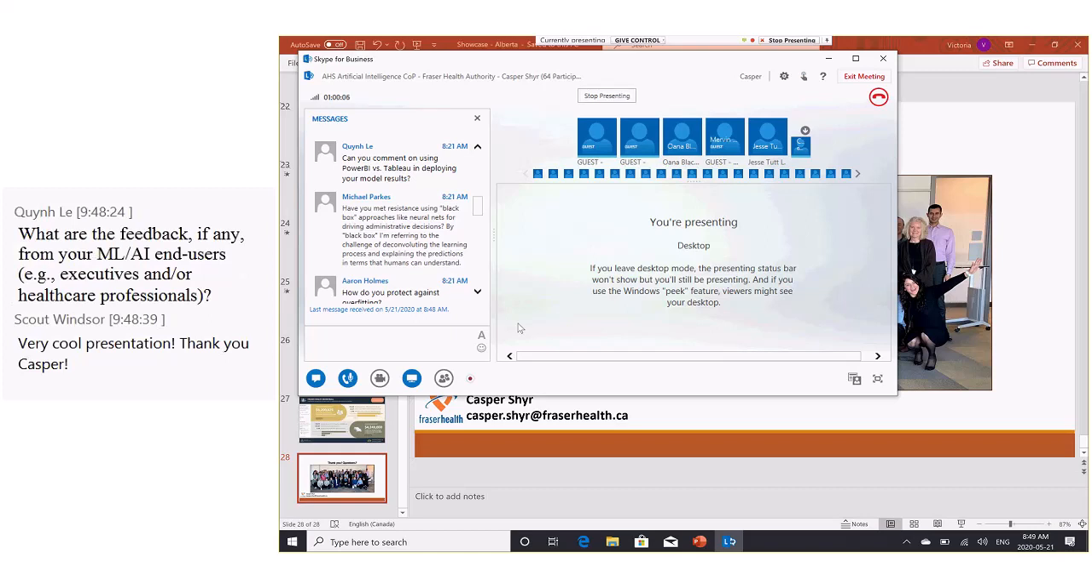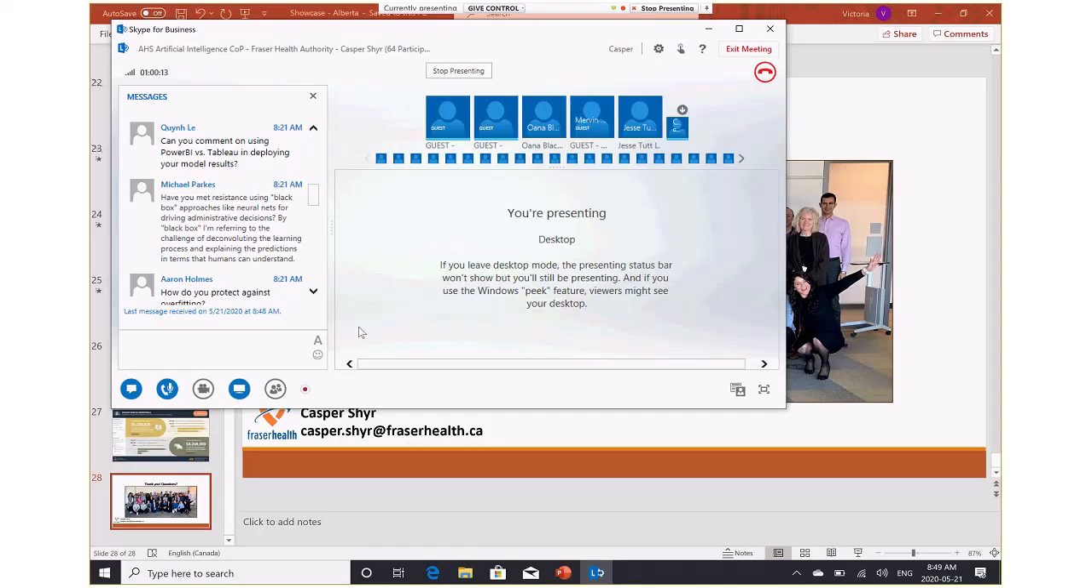I won't comment on which one is better, but in terms of Power BI, my experience so far is that the on-prem version, which is what we are using now, has quite a bit of limitations with regards to the ML AI deployment. Although it's not so much a Power BI fault, it's more the way Fraser Health infrastructure has been set up, where there are many firewall issues, so that if we're trying to, for example, pull any GitHub packages, oftentimes we do face several challenges with that.